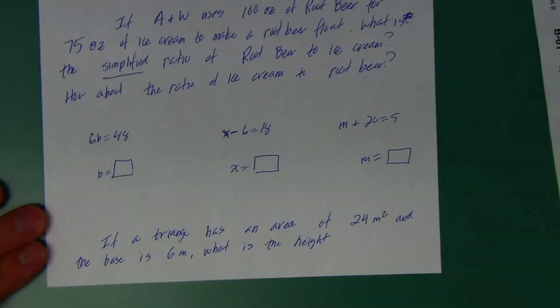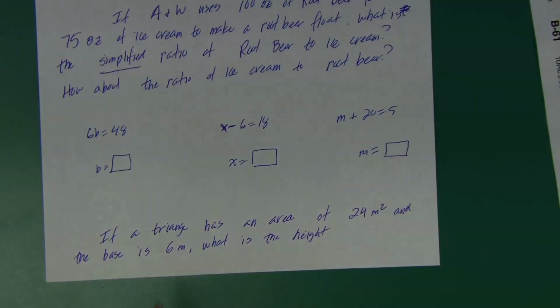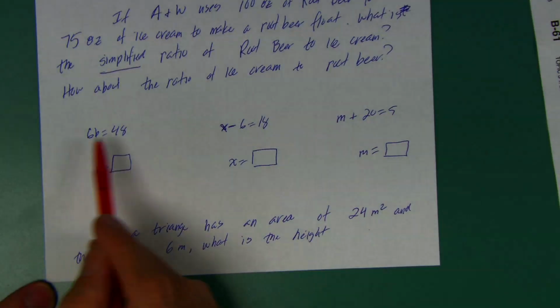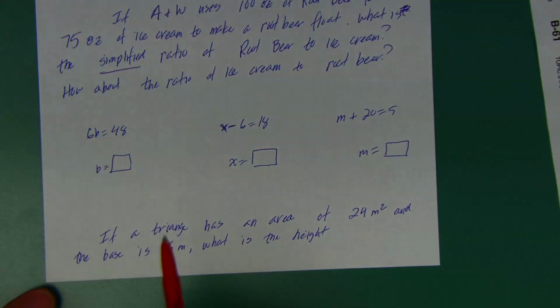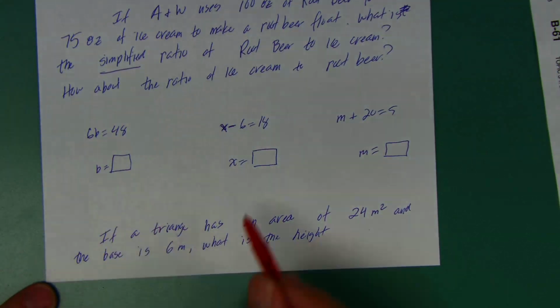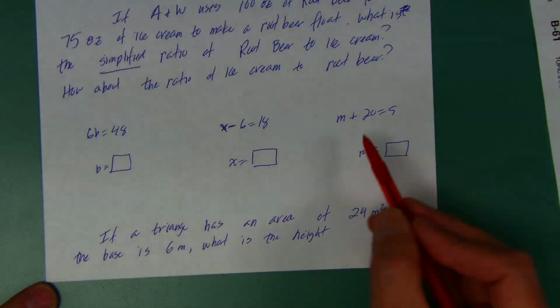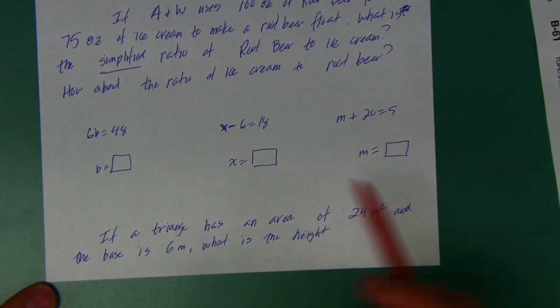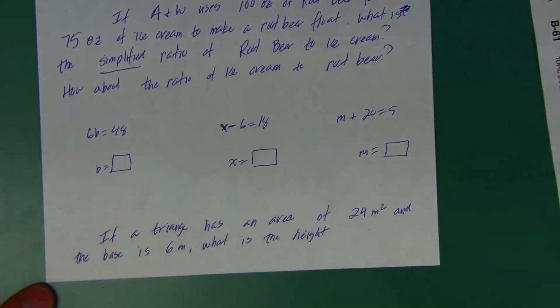Okay, you have these three algebraic problems. You're trying to figure out what is b if 6b equals 48. Remember, 6b means 6 times b. What is x if x minus 6 is 18? And what is m if m plus 20 is 5? That's a strange one, isn't it?